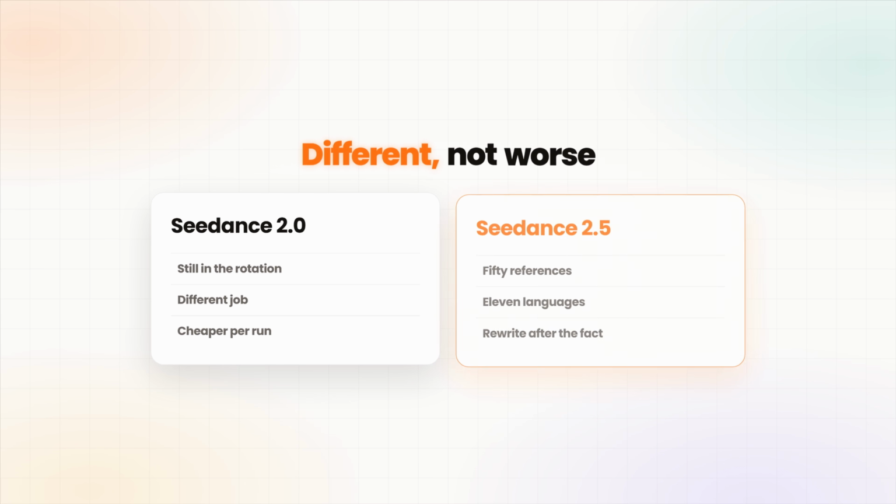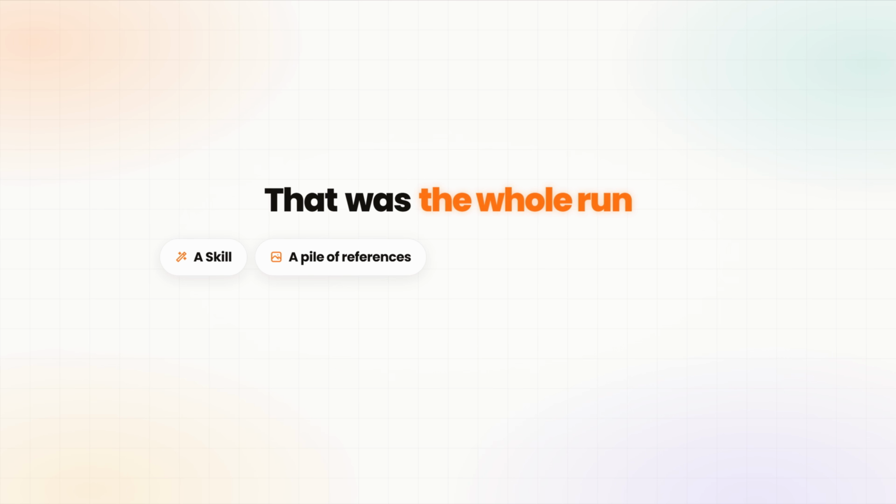And real quick, because somebody always asks about Seedance 2.0, it's not worse, it's just different. I still use it. This one needed what 2.5 is built for. So that's a skill, a pile of references, one prompt, one part rewritten after the fact, one extension and an export. And I never left the browser. That's the whole thing for me.